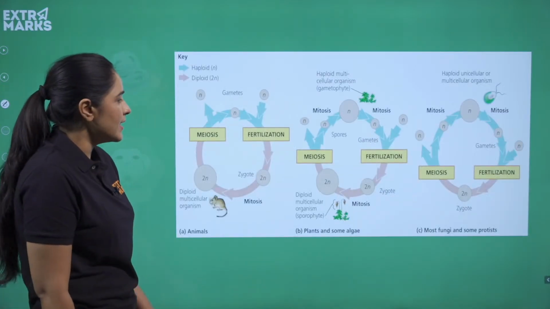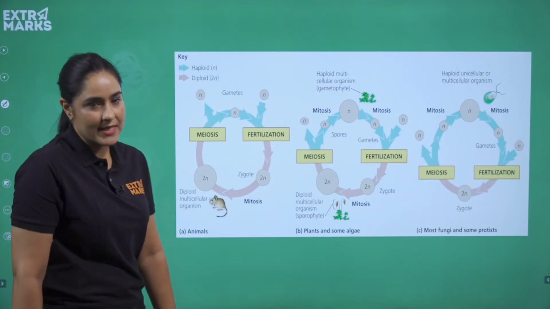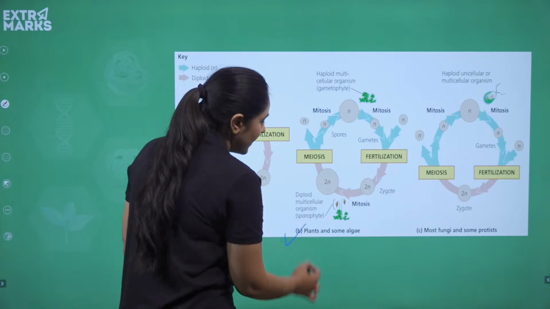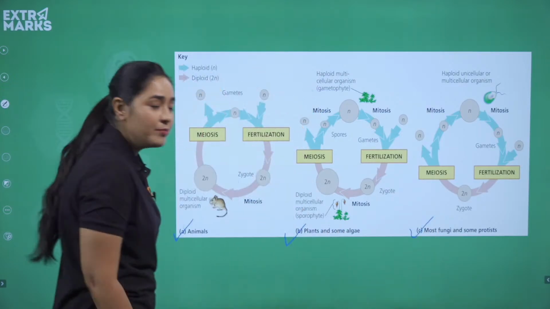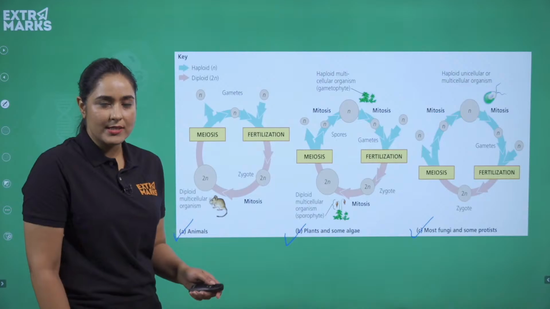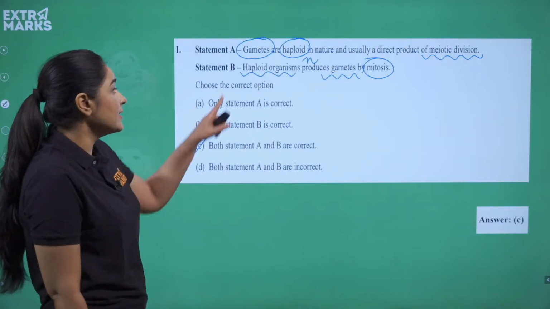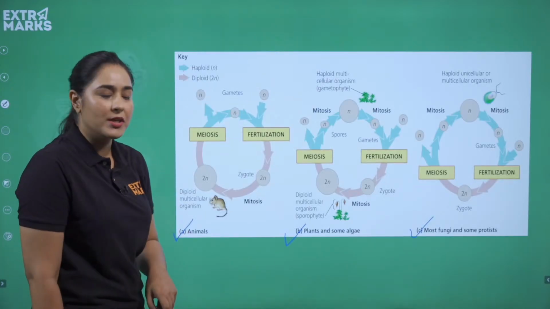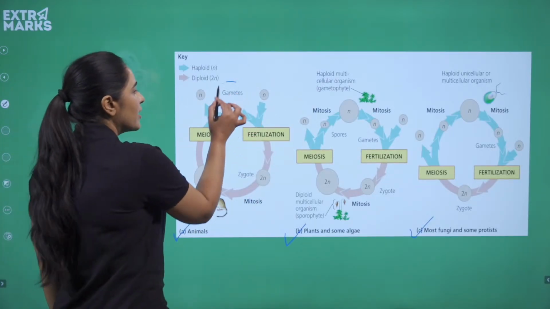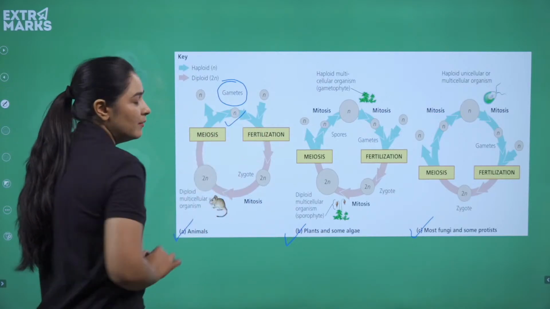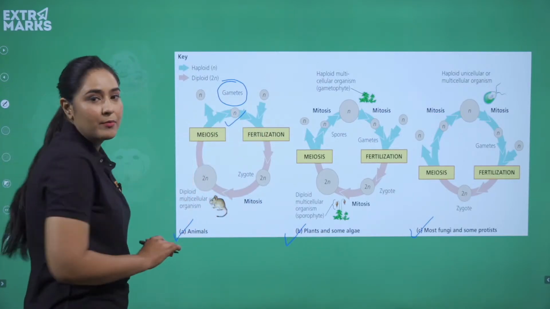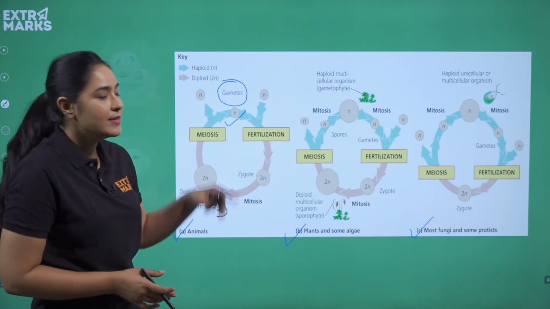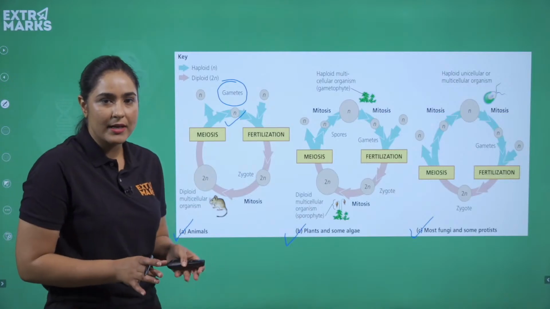If you want to see here, we are having these different life cycles. See here, life cycle of animals, plants and some algae, and most fungi and some protists. So if we want to justify our first statement, it was saying that gametes are haploid in nature and the direct product of meiotic division. See here, we are having the production of gametes, haploid cells, and they are the direct product of meiotic division here. Reductional division giving us gametes. So this first statement is correct.